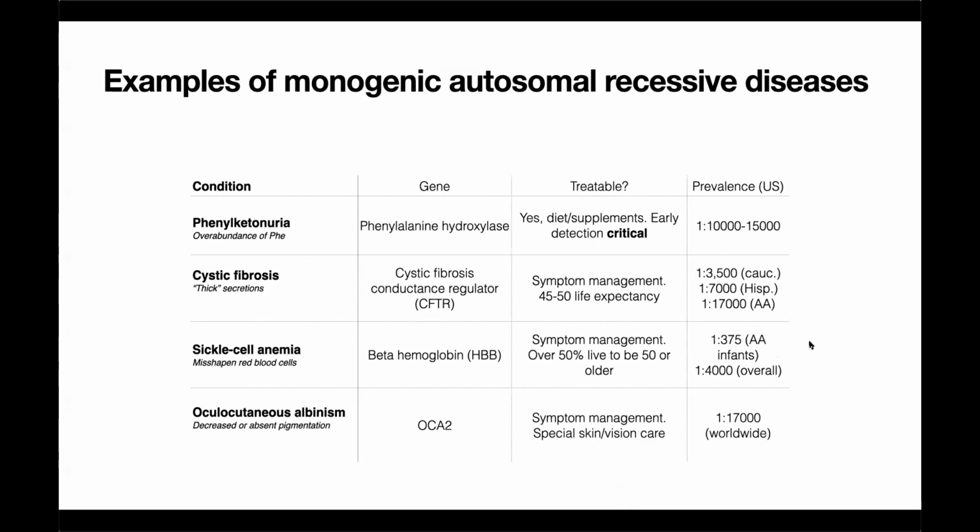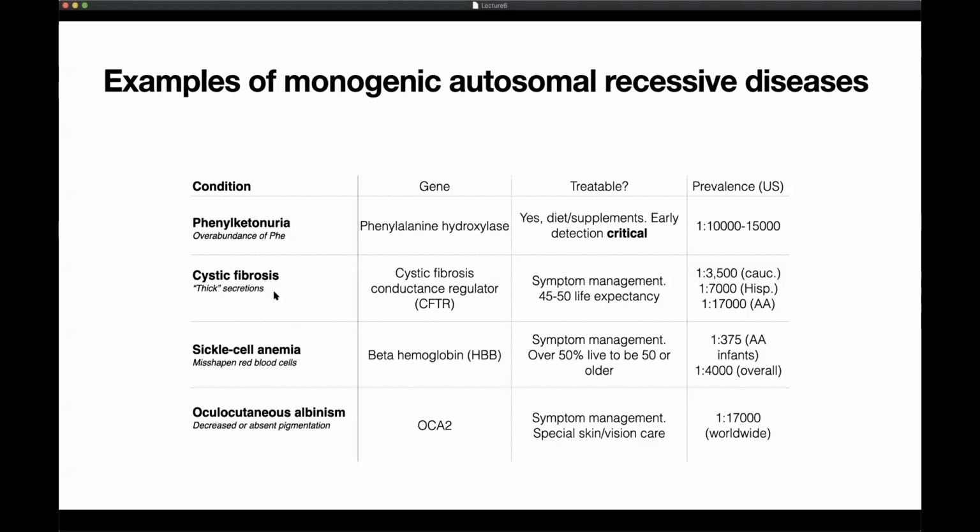So here are just four examples of monogenic autosomal recessive diseases. First, phenylketonuria, which we talked about, an overabundance of phenylalanine. It affects the gene called phenylalanine hydroxylase. It is treatable through diet and supplements, and early detection is critical. The prevalence in the US is between 1 in 10,000 and 1 in 15,000.